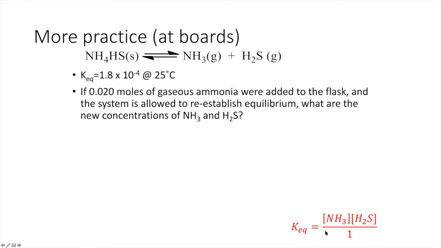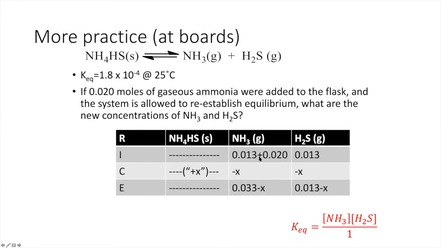So again, the expression for the equilibrium constant is the concentration of ammonia times the concentration of H2S. You set up your RICE table, but this time you don't start with zeros, you start with the equilibrium concentrations that we calculated in the previous slide. And then I account for the stress of the addition of the 0.02 moles of gaseous ammonia. That's what this term right here is for.